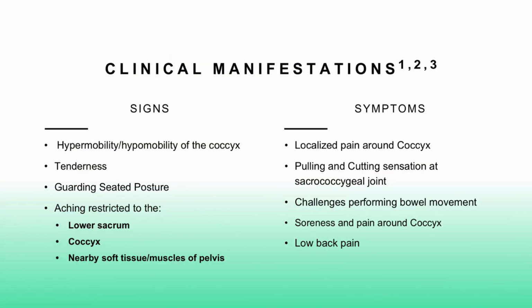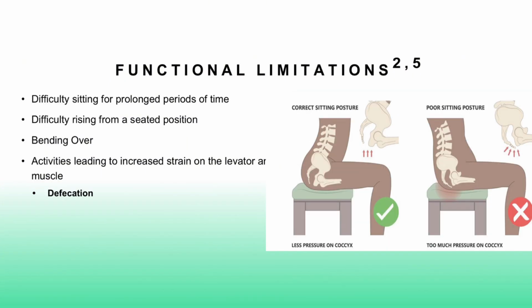So, okay, some signs and symptoms: hypermobility, hypomobility, tenderness, guarding seated posture, aching in the lower sacrum, coccyx, and nearby soft tissue muscles, localized pain, pulling and cutting sensation at the sacrococcygeal joint, challenges performing bowel movements, soreness, and low back pain.